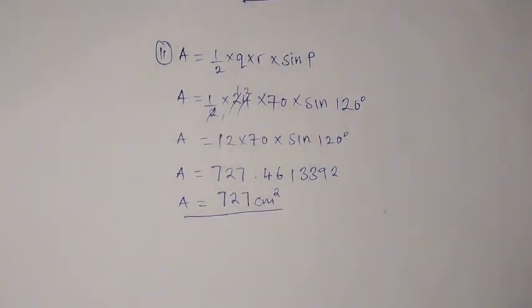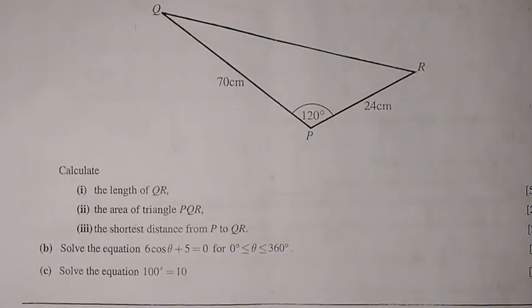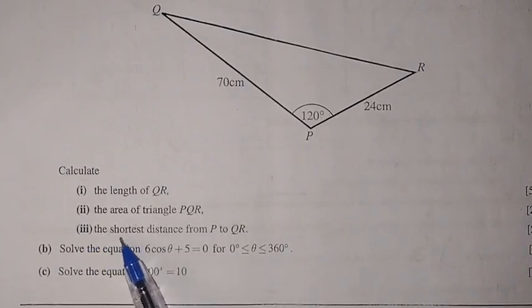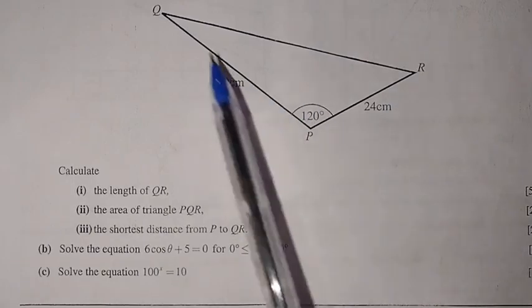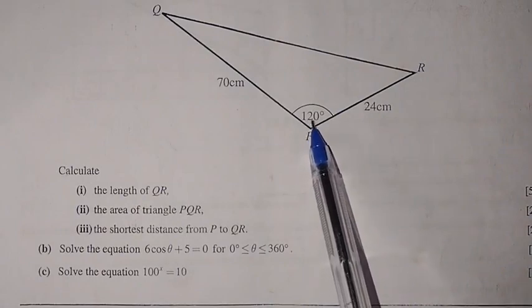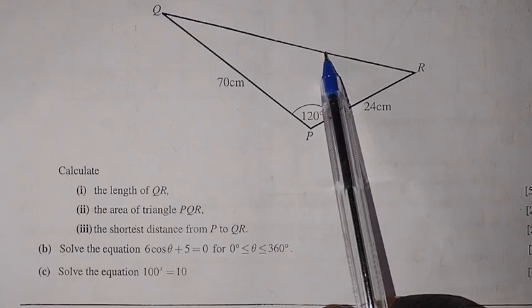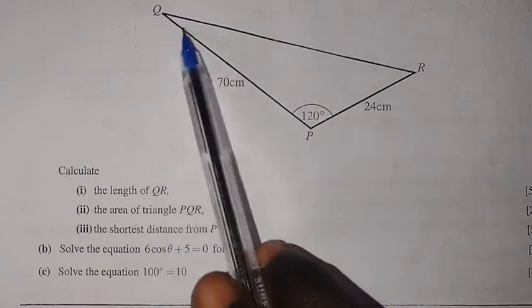So after finding our area, then we can go to the next question. So let's look at our question. So this is our next question right here, which is our question 3. We need to calculate the shortest distance from P to QR. So QR from here. So from P here, coming all the way down here. Okay, so we need to find the shortest distance from P to QR.